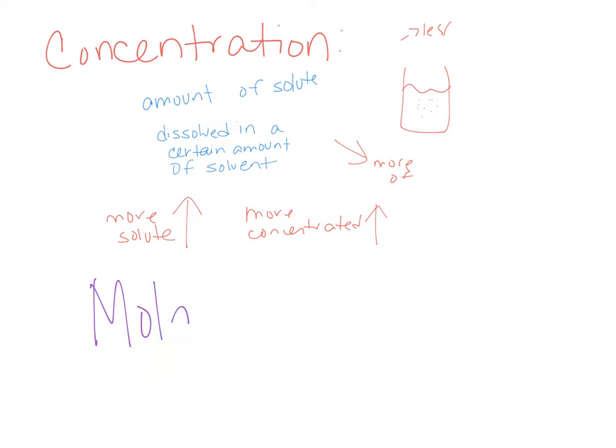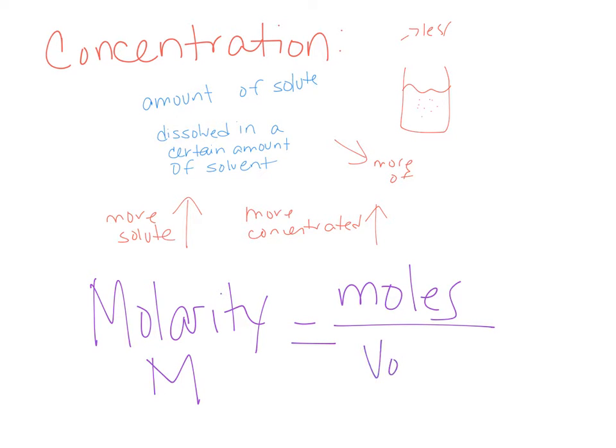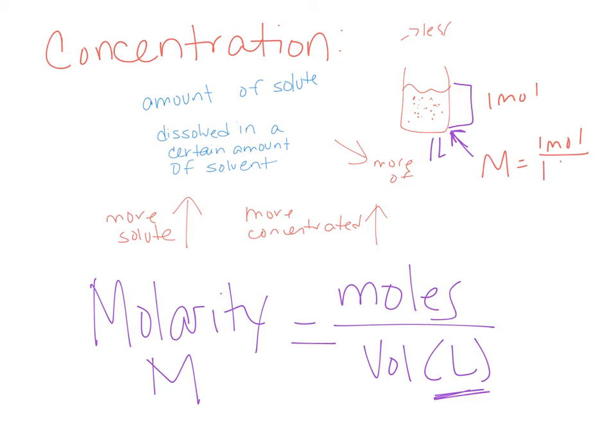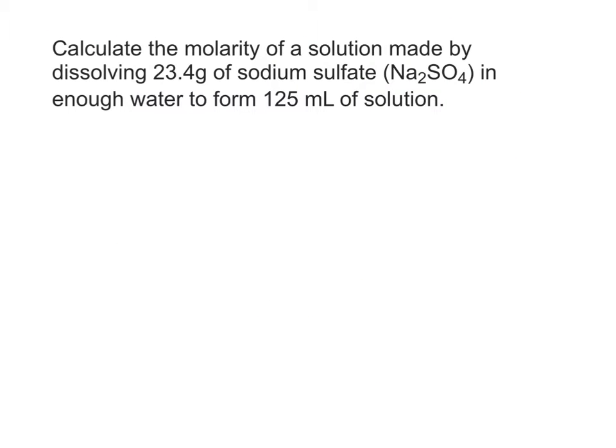Molarity, the symbol is a big M, and we calculate molarity by the number of moles over the volume, and the volume has to be in liters. So if this was a 1 liter solution, and we put 1 mole of stuff in here, then the molarity of this would be 1 molar. 1 mole over 1 liter, we say that's 1 molar. So you did this in your summer assignment, but we're going to review.